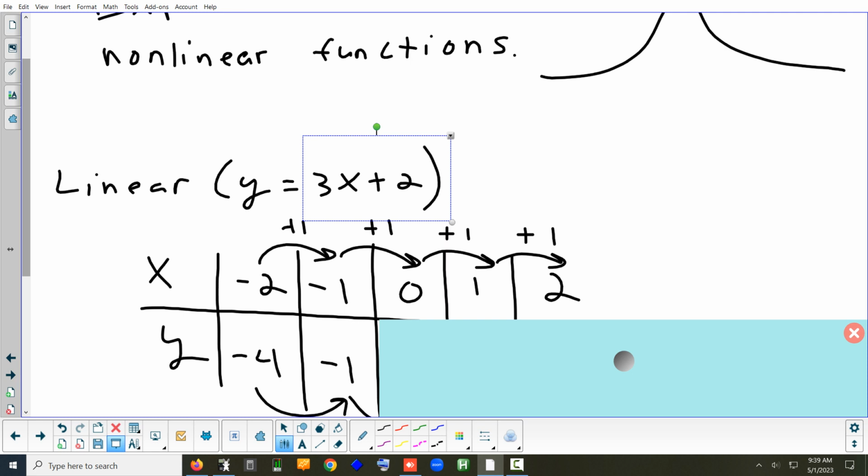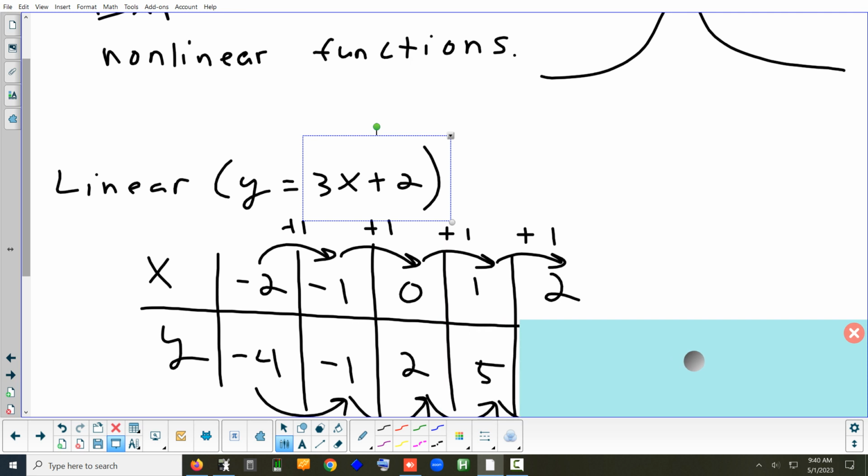So there's that one. Caleb, what if we plug in 0? What's 3 times 0? 0. And then plus 2? 2. Okay, so we get 2. Abby, what about if I plug in +1? What's 3 times 1? And then plus 2? 5.